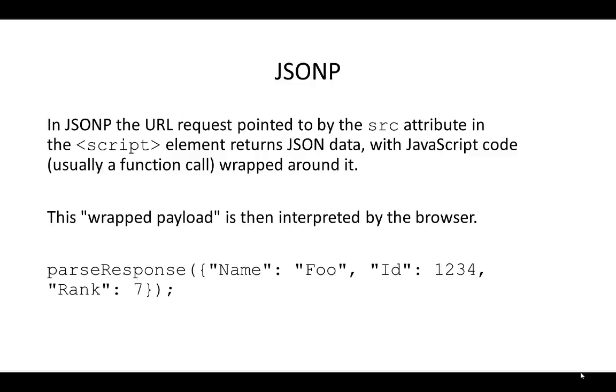So what you get back, instead of the JSON that we've seen before, here's one object of JSON. The name is foo, and the ID is 1, 2, 3, 4, and the rank is 7. What you in fact get back is the data wrapped in a function call. In this case, the function called is called pass response.